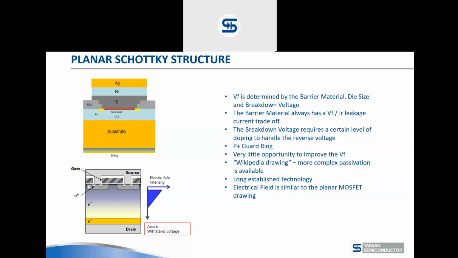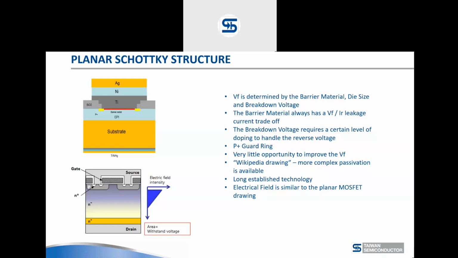The breakdown voltage: in the top left you see a planar MOSFET, but the electrical field is quite similar to a planar Schottky diode. If you have a reverse voltage, it will be taken care of by the P plus guard band, but there is an electrical field over the epitaxial layer that shouldn't go to punch through, and as a result that needs a certain dopant or a certain resistivity. That resistivity impacts the VF and is linked to the breakdown voltage. So there's not much you can do about that.